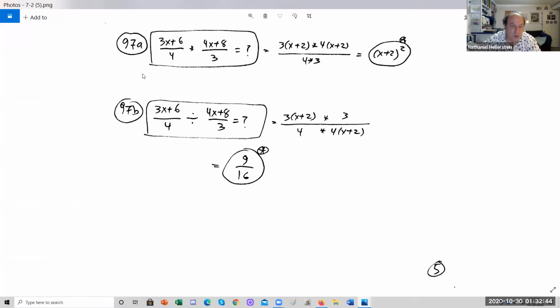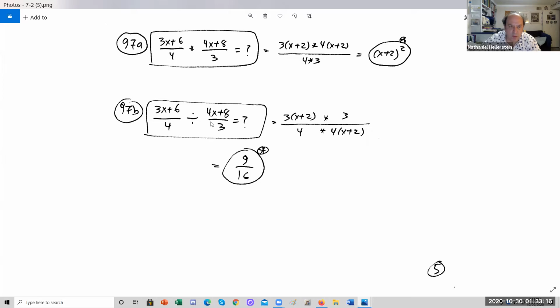And now we have one of those look-alike problems. We have two fractions. Here we multiply them. Here we divide them to get very different results. All right, (3x plus 6) over 4 times (4x plus 8) over 3. Here we factor out a 3 times (x plus 2). Here we factor out a 4 times (x plus 2). Here we multiply the denominators, 4 times 3. The 4 times 3 cancels the 3 times 4, and we are left with (x plus 2) squared here.